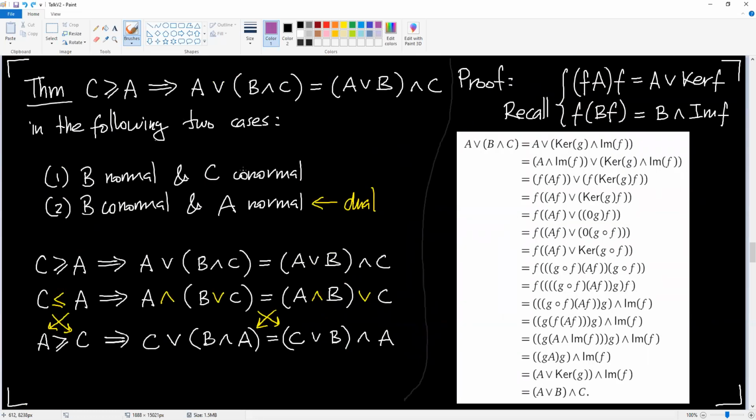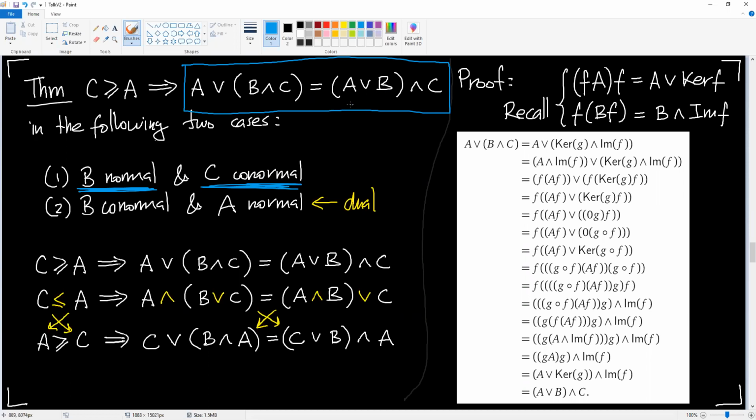Now here's another sample proof, modularity. We know that the lattice of normal subgroups of a group is modular. In general, the lattice of subgroups is not modular, so we don't have modularity in general. However, we do have modularity when we ask some normality and conormality conditions. So if B is normal and C is conormal, and for groups conormal just means nothing, it's just a subgroup, then this equality holds.